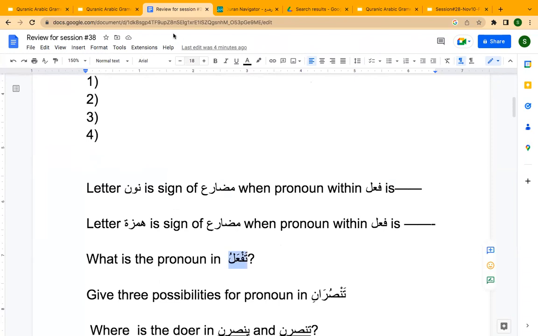So what is the pronoun in taf'alu? What do you think? What is the pronoun sitting in taf'alu? Look at the beginning, my dear sister. Ta. It is either hiya or anta. Very well done. Hiya or anta, or if it is easy for you, you can also say she is there, and also you masculine is there.